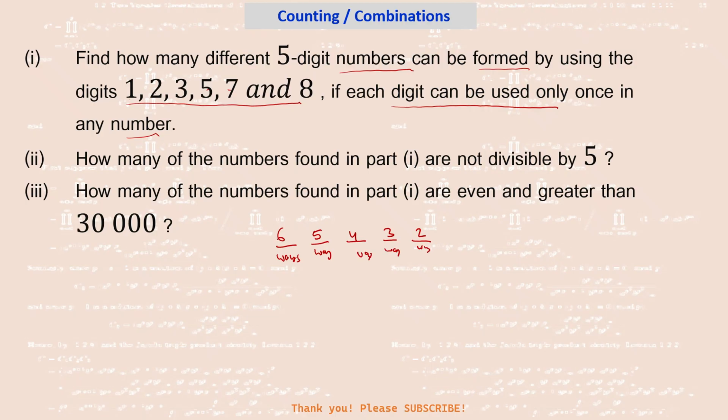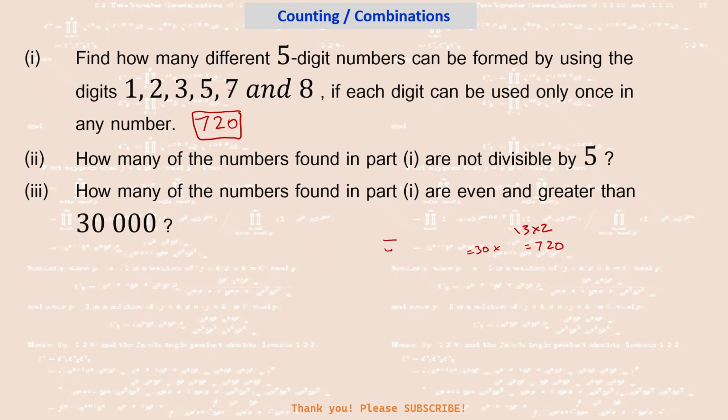So the answer would be 6 times 5 times 4 times 3 times 2, and that equals 30 times 12 times 2, 24. So that is 720. So the answer is 720 for the first part.